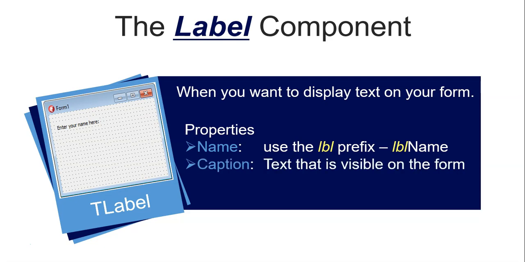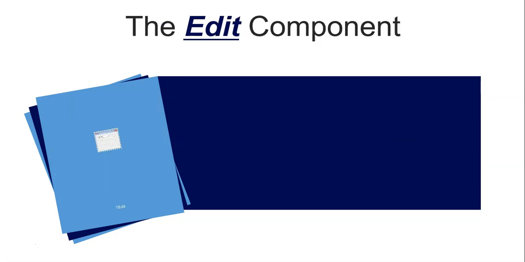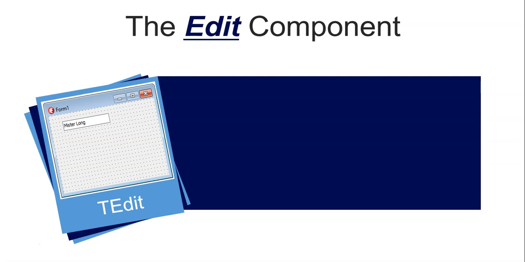Okay, so the caption property is the property that shows what is actually on the form. That's the text that is visible. So remember the difference. The name is what we use in the code, and the caption is what is actually shown to the user.